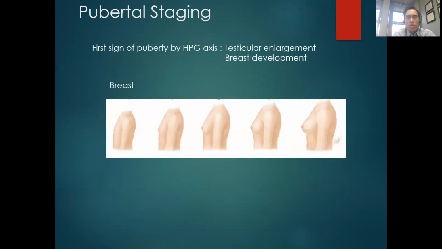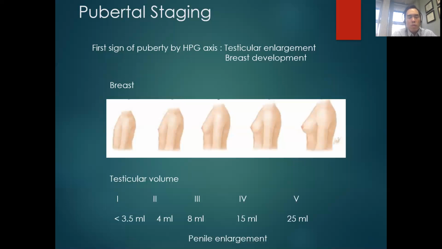This is the picture that indicates the staging of breast development. The way I remember it, I remember Tanner 1 and Tanner 5, right? Tanner 5 is a full breast, Tanner 1 is nothing. And Tanner 2 is when you have a very small amount of breast tissue under the areola, whereas Tanner 3 is when the breast tissue is expanded beyond the areola. And Tanner 4 is when you have the secondary mounding.